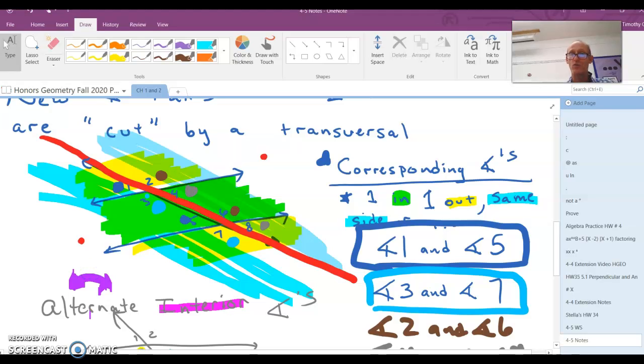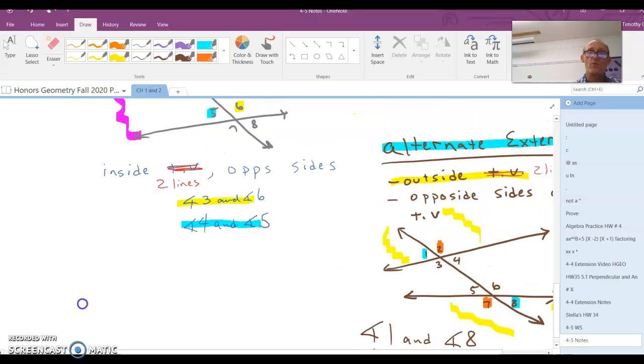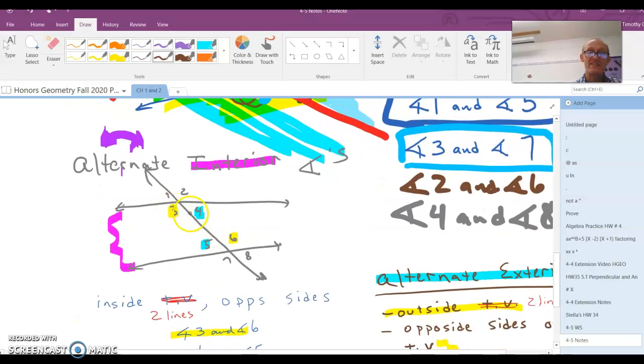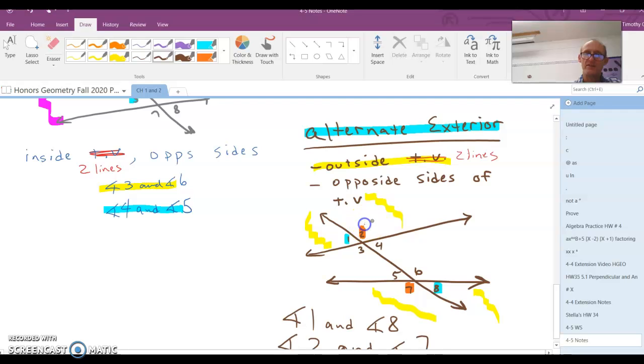All right, the corresponding angles: one in, one out, same side of the transversal. One in, one out, same side of the transversal. And then 2 and 6, and 4 and 8. We also have alternate interior: inside the two lines, opposite sides of the transversal. And then we have alternate exterior: outside the two lines and alternating opposite sides of the transversal.